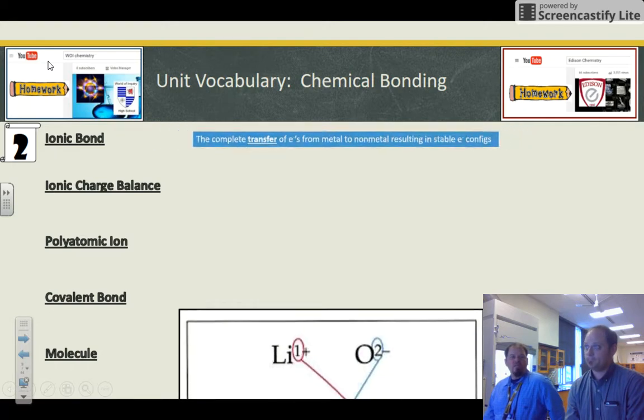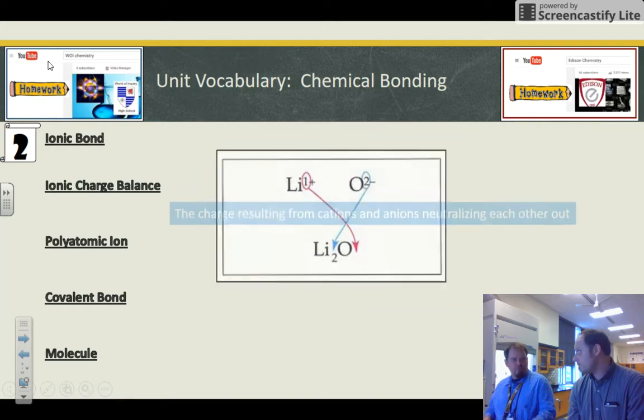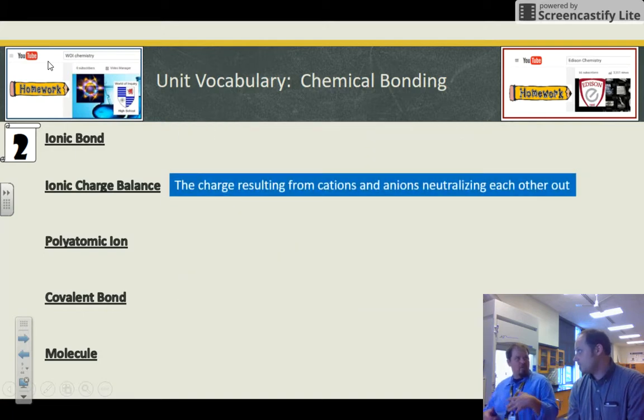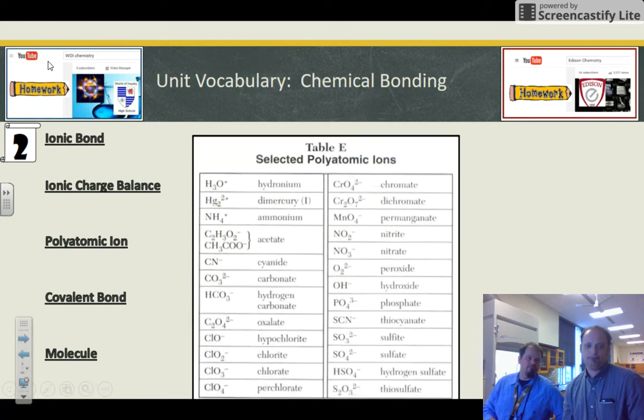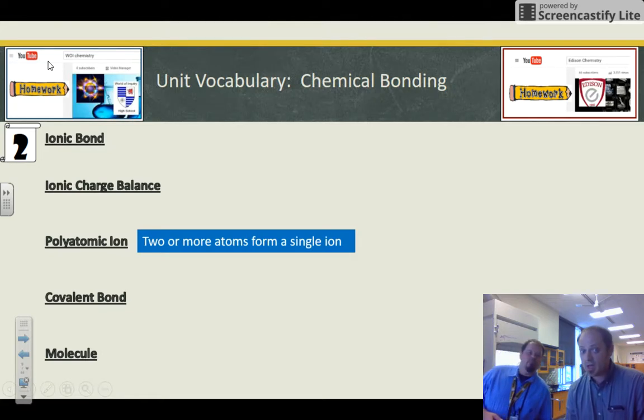Ionic charge balance: this is where I take the charges of the 2 ions, and I have to have enough so that they cancel out to be either a neutral compound or a polyatomic ion with a charge. So the charge resulting from cations and anions canceling each other out, pluses and minuses. Polyatomic ions are scary, but they're simple. Reference Table E shows us all the polyatomic ions that you need to care about this year. When in doubt, check it out.